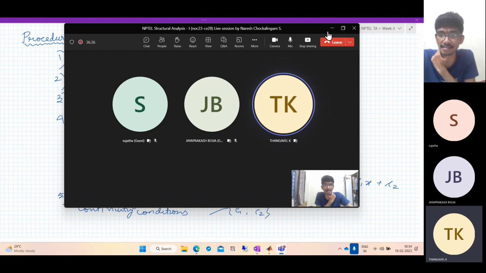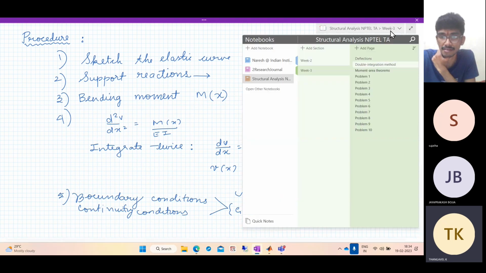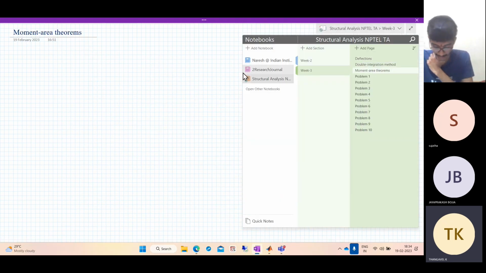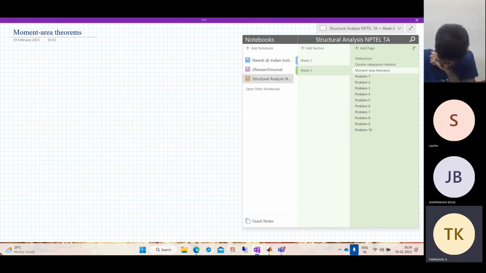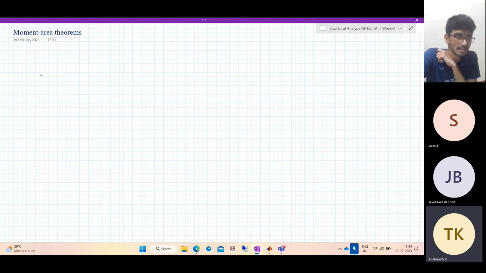Okay, let me also discuss the next method. The other method is moment area theorems. We just saw that d²v/dx² is equal to M(x)/EI.